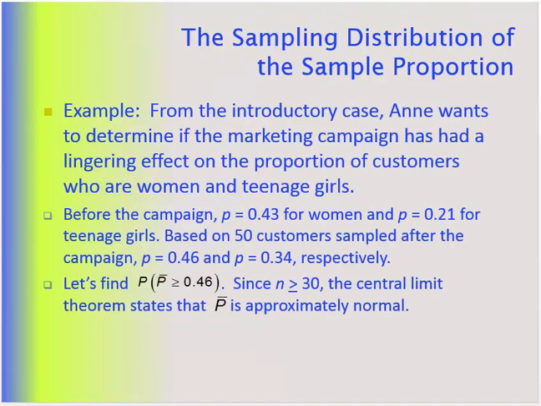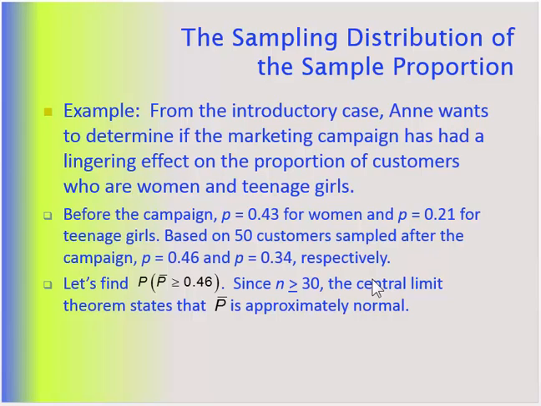So in this example, what they've asked is the likelihood that the percentage of women and the percentage of teenage girls, and those are two separate things, might have been shifted as a result of the marketing. So in this particular case, before the campaign, the percentage of women who bought these iced coffees or whatever from Starbucks was 43%, and then after the marketing campaign it shifted to 46%. And then for the teenagers it was 21%, and it shifted to 34%.